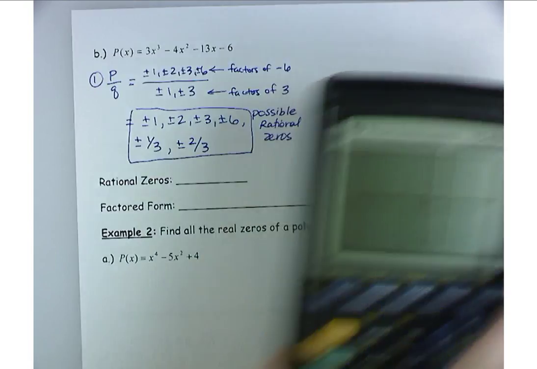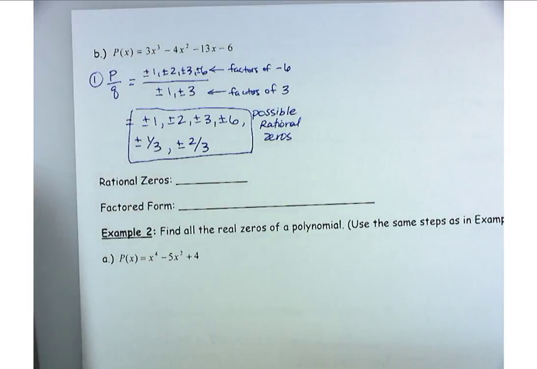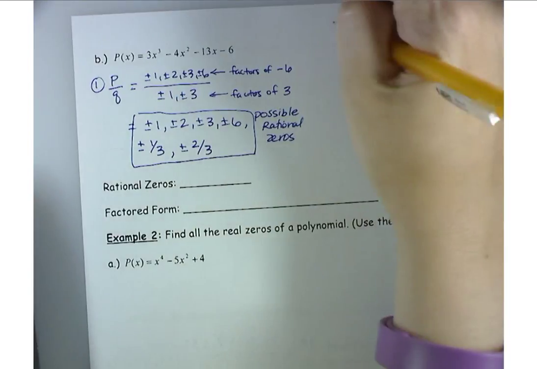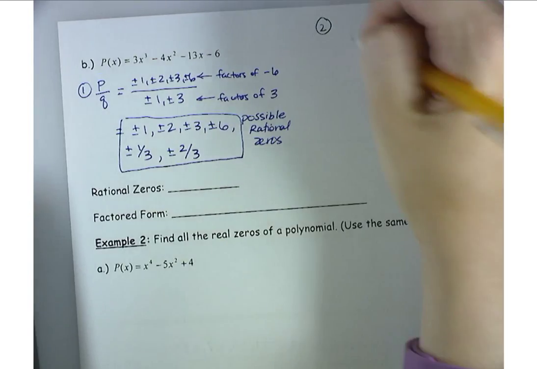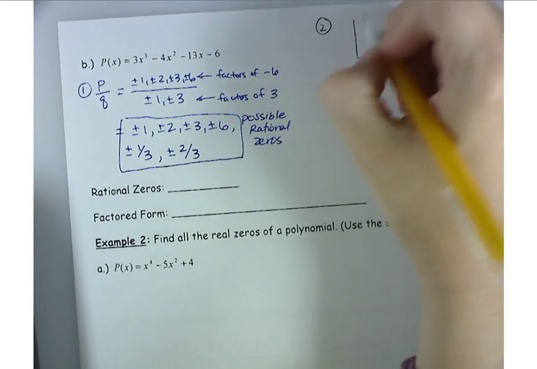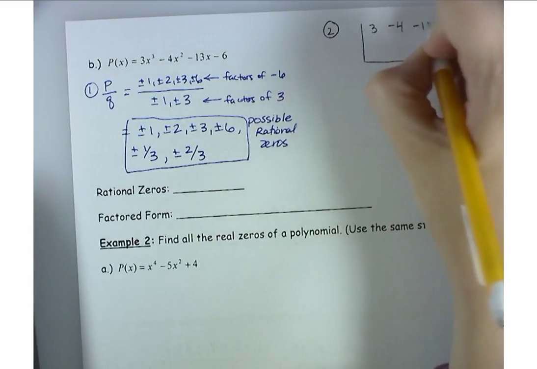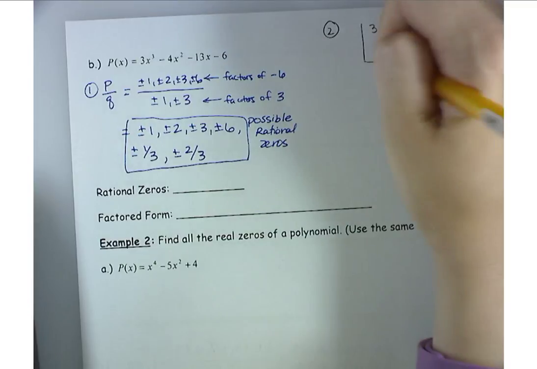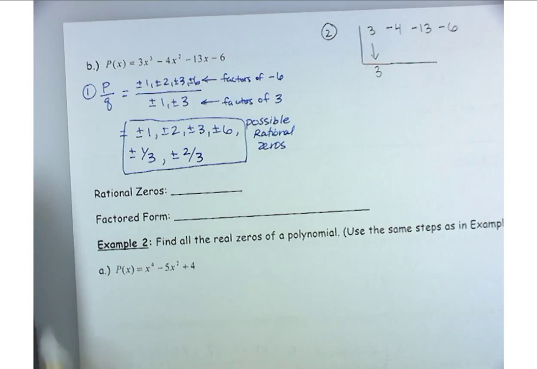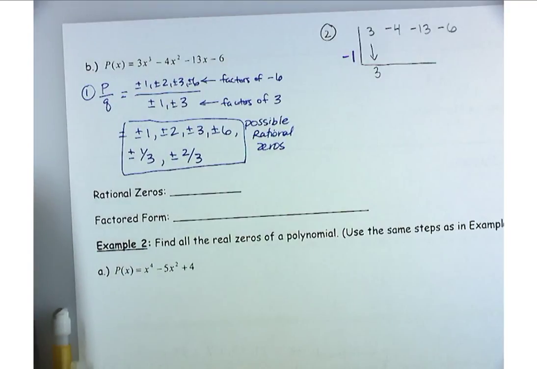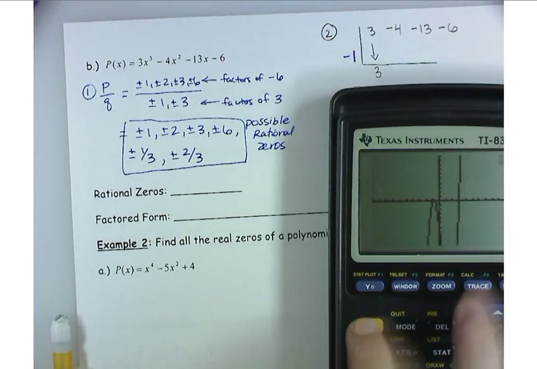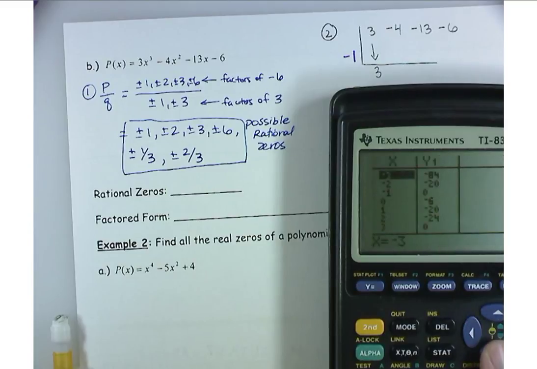Which one do you guys want to do together? -1? Okay, so I have 3, -4. Do I have any placeholders for this equation? Any missing terms? Okay, no. Alright, so we're going to try -1. We chose -1 because it looked like it was a 0 on the graph. You could also use your table. And how can you look at your table and know it's a 0? The y is a 0, right?